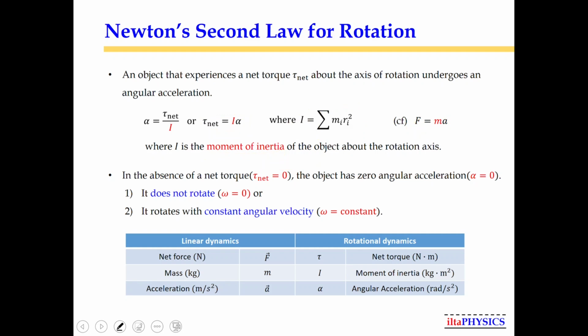If the net torque on an object is 0, its angular acceleration will be 0. This happens if the object isn't rotating at all, or it's rotating at a constant angular velocity. Below is a table comparing force, mass, and acceleration in linear motion to their counterparts: torque, moment of inertia, and angular acceleration in rotational motion. Please compare these and make sure you understand how they correspond. Also, pay close attention to the units for each quantity.